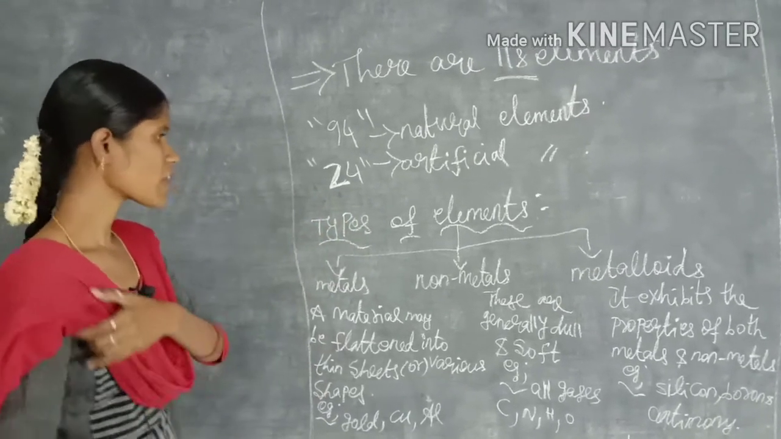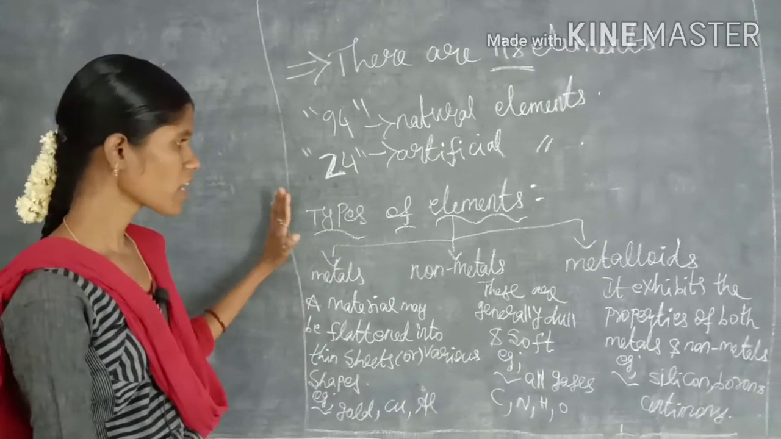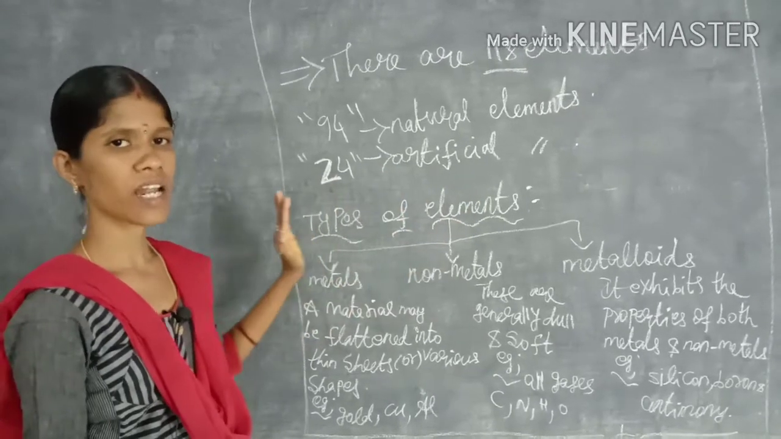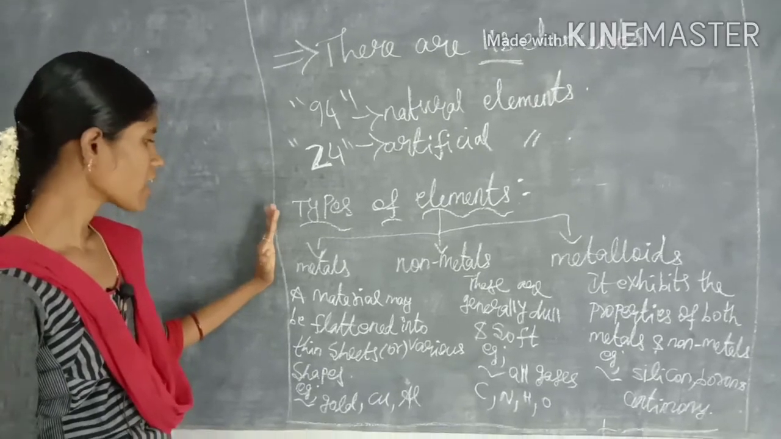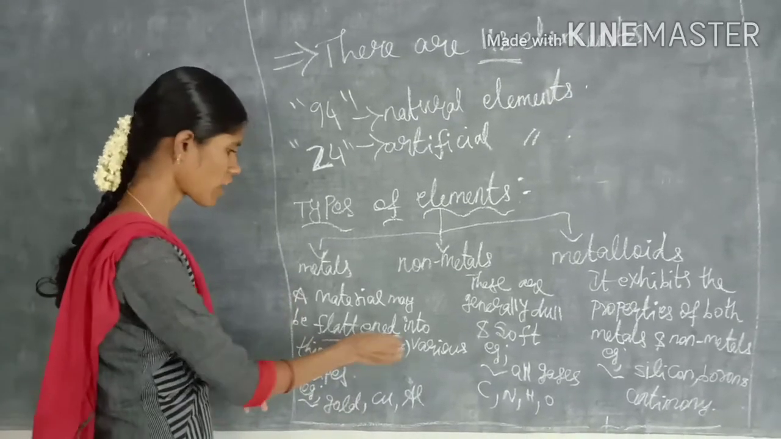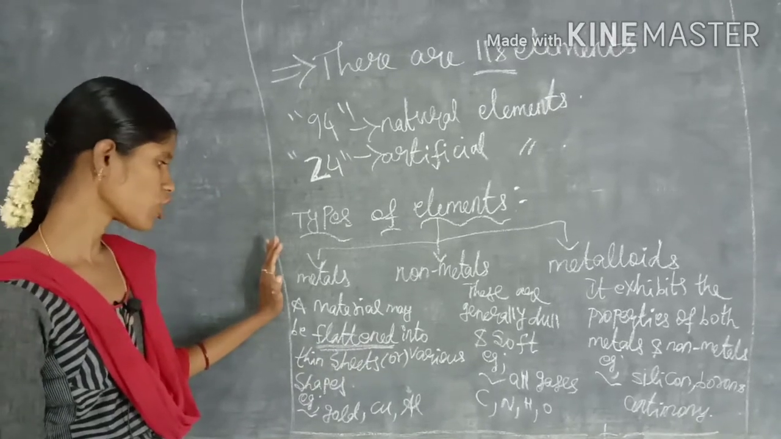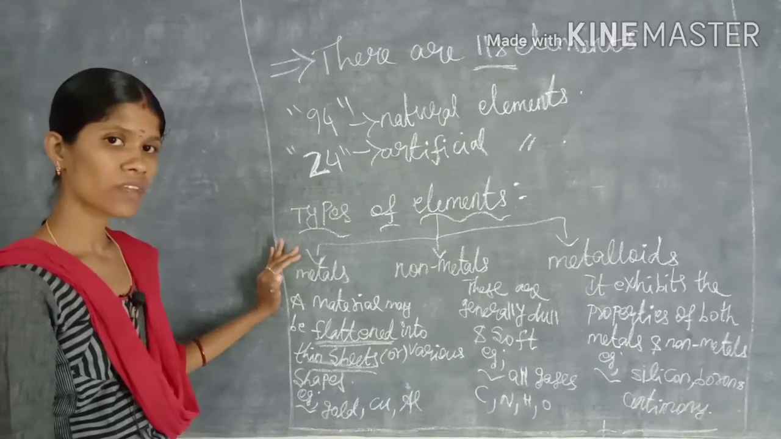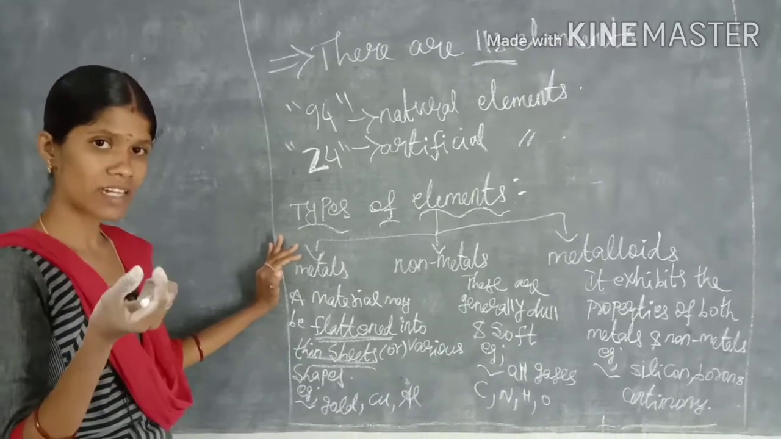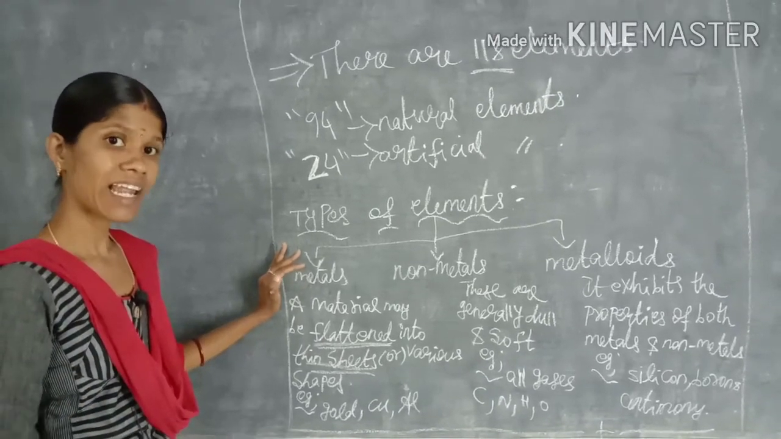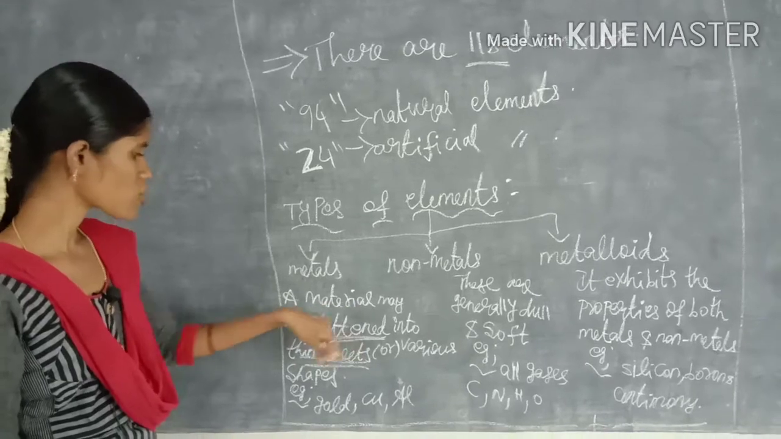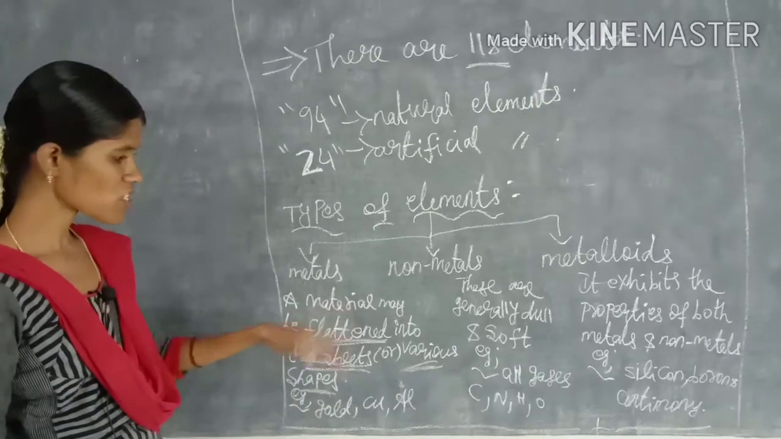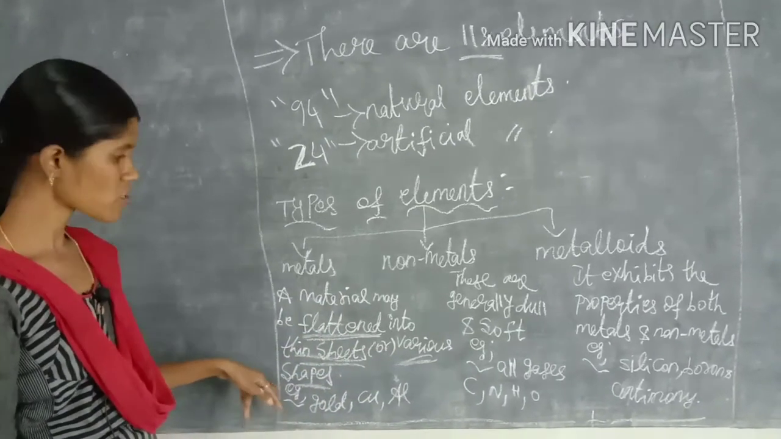Next we are going to learn about the types of elements. There are three types of elements. The first one is metals, then non-metals, and the last one is metalloids. In the case of a metal, it is a material that may be flattened into thin sheets. For example, copper metal is drawn into wire that is used as electric wire. A material which may be flattened into thin sheets or changed into various shapes is known as a metal.